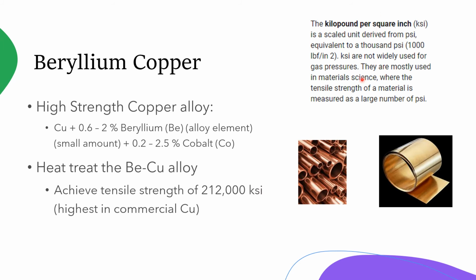So I put a sticker here. It's the same thing as PSI, and we also have KSI, which stands for kilopound per square inch. It's just a scale, derived from the PSI on a normal scale for strength, but it's bigger. So that's the highest you can ever achieve in a commercial copper. Pretty good, the best. So beryllium copper, they're expensive.